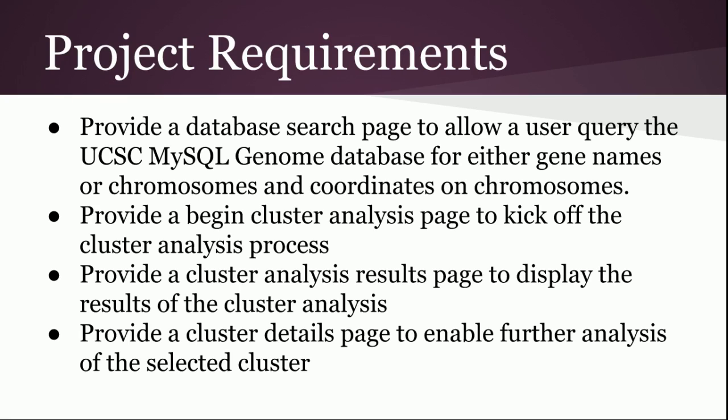The next requirement is to provide a cluster details page to enable further analysis of that selected cluster. The cluster details page would include the cluster sequence number, the names and the counts of all the genes in the cluster, the names and the counts of the OMIM genes, and the names and the counts of the CNV African American or CNV Caucasian American genes.